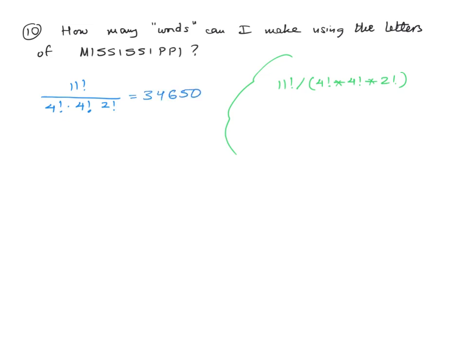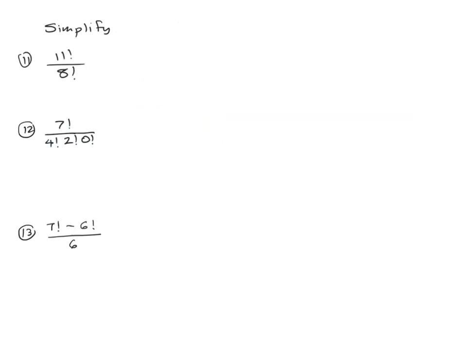So again, the repeat letters had to get canceled out on the factorials in the denominator. So now let's talk about just working with factorials, doing some simplification. So for 11 factorial over 8 factorial, I'm going to think of it as 11 times 10 times 9 times 8 times 7 times 6 times 5 times 4 times 3 times 2 times 1 over 8 times 7 times 6 times 5 times 4 times 3 times 2 times 1.